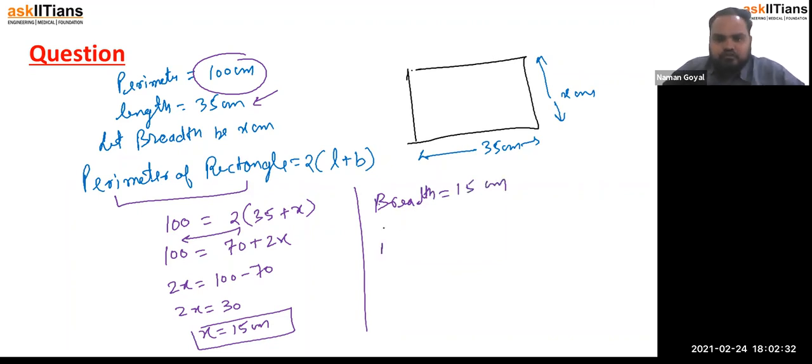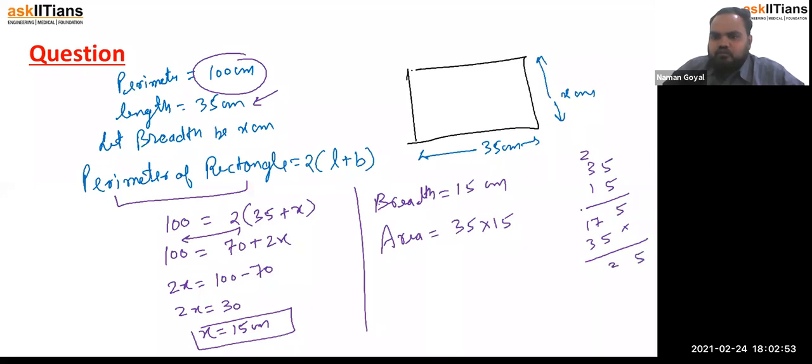Now the question is asking for the area also. So we know that the area is 35 into 15, isn't it? So you can solve this, right? 5 fives are 25, carry 2, 5 threes are 15, plus 2 is 17. So the answer will be 525 centimeter square. Are you getting my point? So this is your final answer.